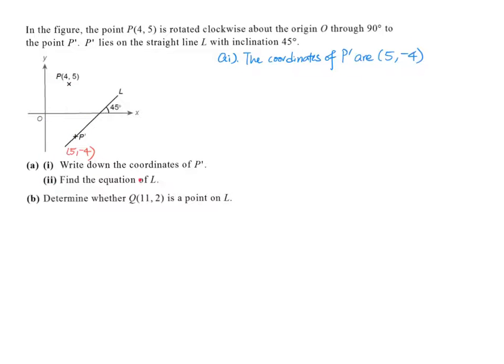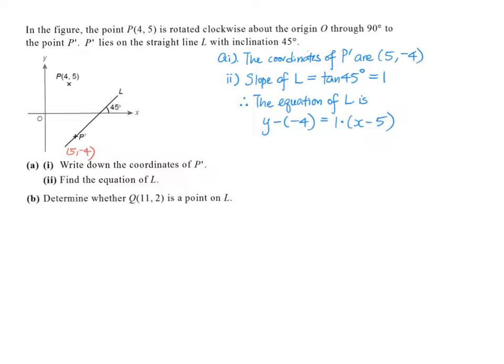Now part 2, find the equation of L. Remember two things. To find the equation, we need a point right here, which we're good, and we also need a slope of the straight line. But we don't have the slope, but we have what we call the inclination. You still remember from form 3. And we know that the slope equals the tangent of the inclination. So tangent 45 degrees is 1, so that's the slope.